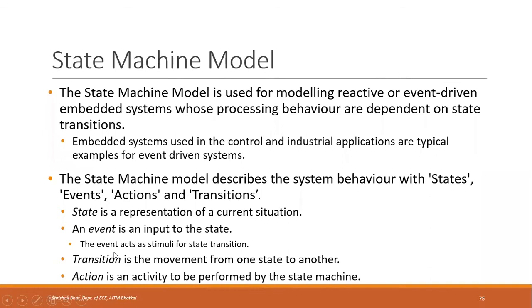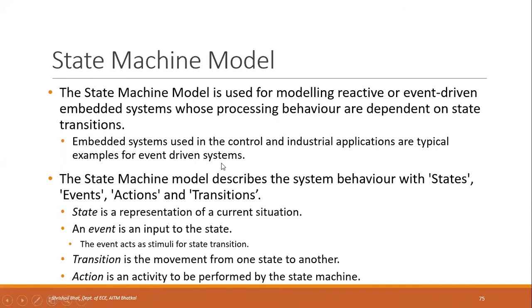The next kind of model we have is the state machine model. The state machine model is where there are different states in your particular application. It is used for modeling reactive or event driven embedded systems whose processing behavior depends on state transitions. There are different states, and there is a transition from one state to another depending on a certain event that is happening. Embedded systems used in control applications or industrial applications are examples of event driven systems, where if a certain event happens, some task has to be done. Those are applications where we can use this state machine model.